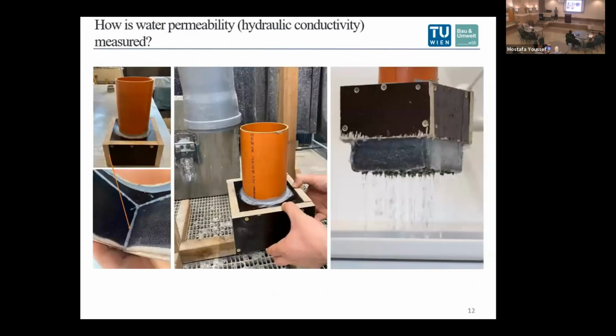So to measure the water permeability, as you can see in a picture, this setup with impermeable wooden plate was constructed. The sample was placed on the setup and sealed with silicone. And then the setup was inserted in a 1 meter long pipe. The pipe was filled with water, and the time needed for the water to pass through the sample was measured to calculate the water permeability in liter per second per square meter.